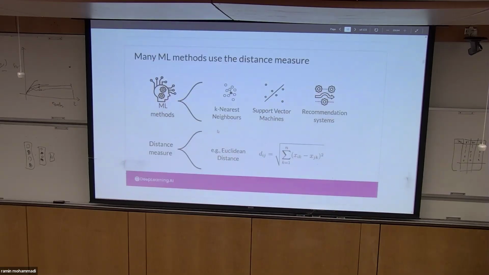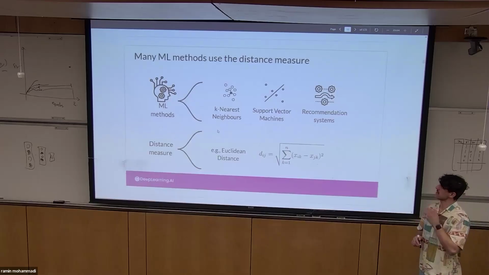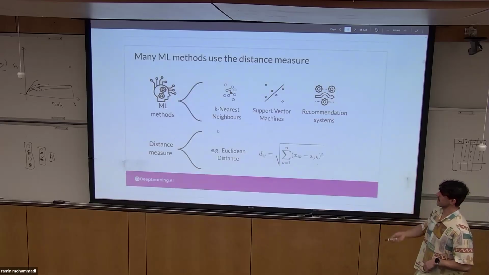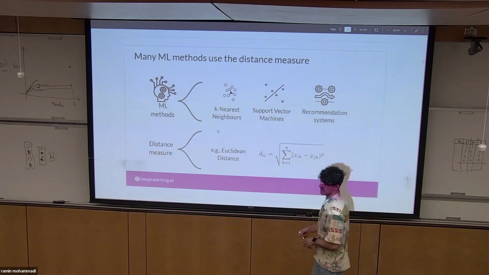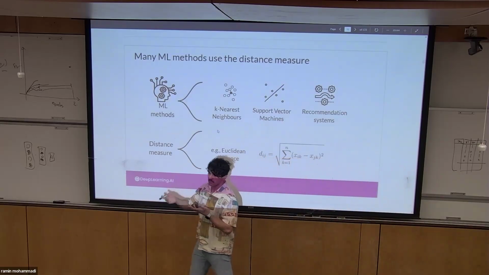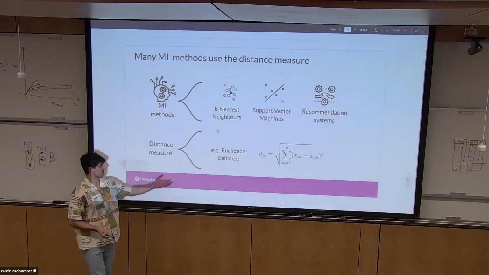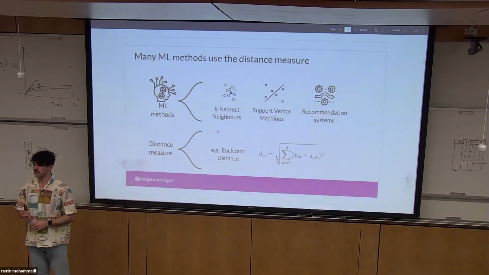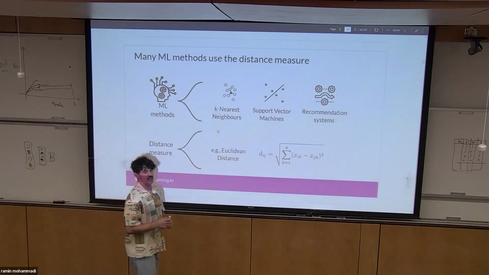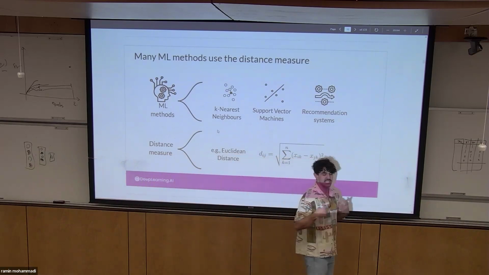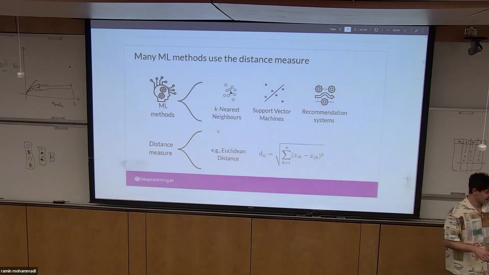Now, lots of machine learning models are distance-based, like k-nearest neighbor, support vector machines, and recommendation systems. They all have some sort of distance function that we are using. A common one is Euclidean distance, right? So does anyone know what's the problem with Euclidean distance in a higher dimension?